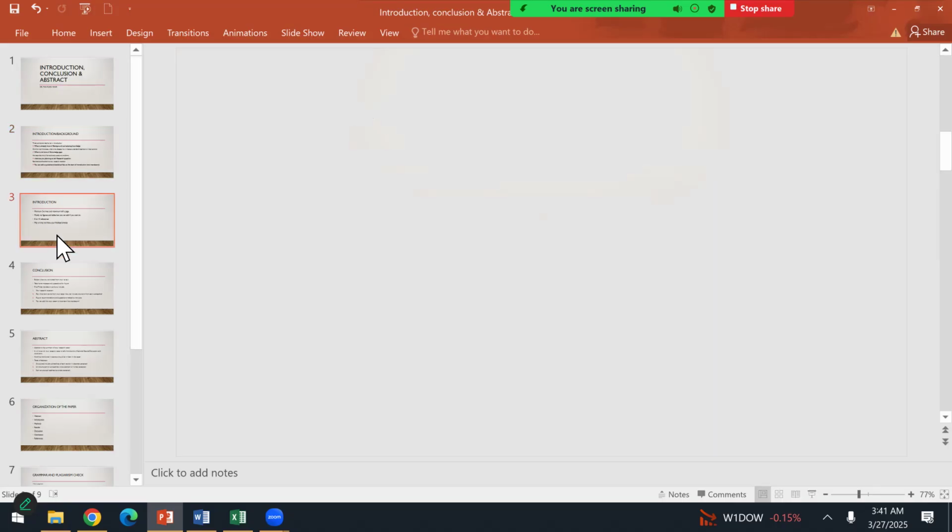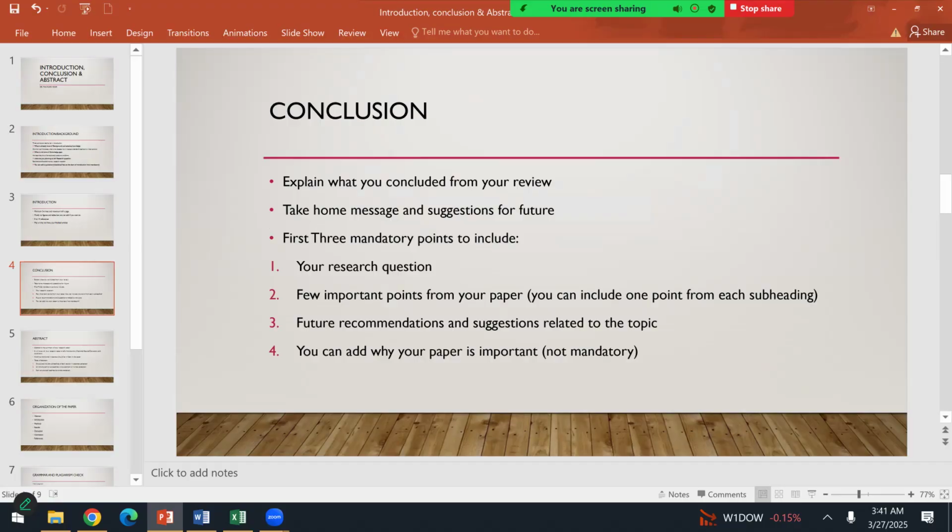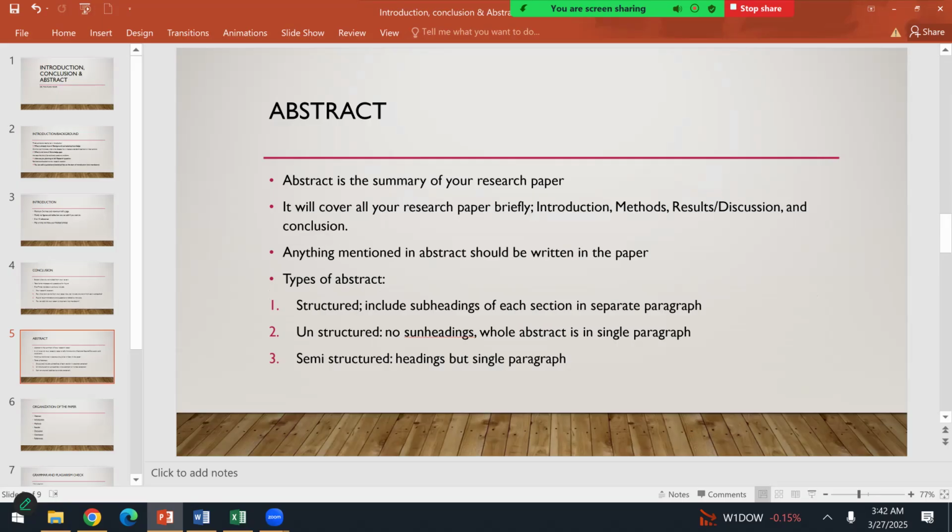That was the introduction. And in the conclusion, you would write the main points of your paper, what you concluded. If the drug was effective, or the drug was not effective, or if you studied mechanism of action or pathophysiology, then you would add the main mechanism of action and the main points from pathophysiology, just main points from each of the subheadings that you studied, and then future recommendations. So this was your conclusion section, and then the abstract is very simple.